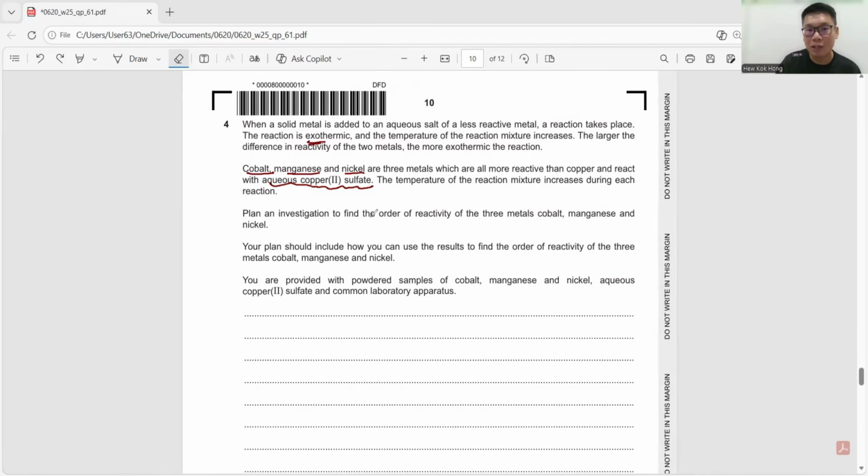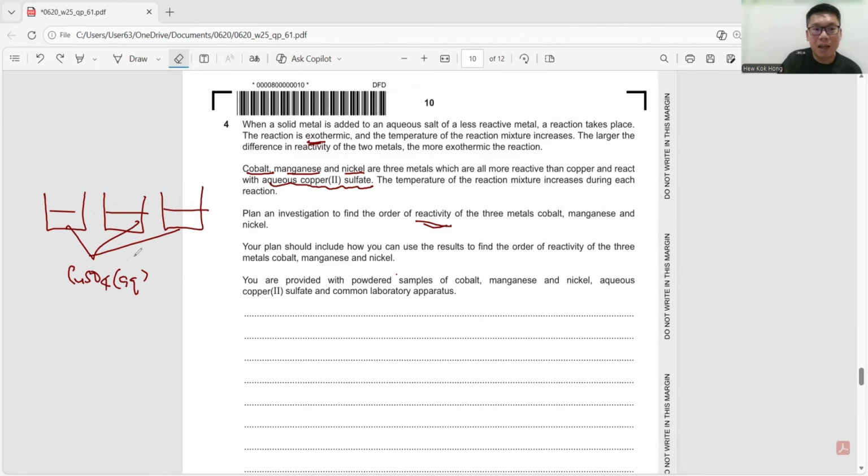Plan an investigation to find the order of reactivity. The question already tells you the temperature will change. So whichever causes a higher change in temperature will be the more reactive one. So our experiment is just like this. We need to set the same volume of copper sulfate. And then we add cobalt, manganese, and nickel. And make sure all of them have the same mass. Let's say we use 10 gram. Let's say here we use 200 cm cube. And then of course, for all of them we need to measure the initial temperature and the final temperature.